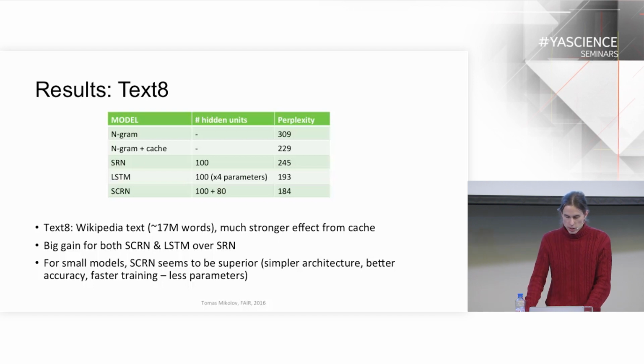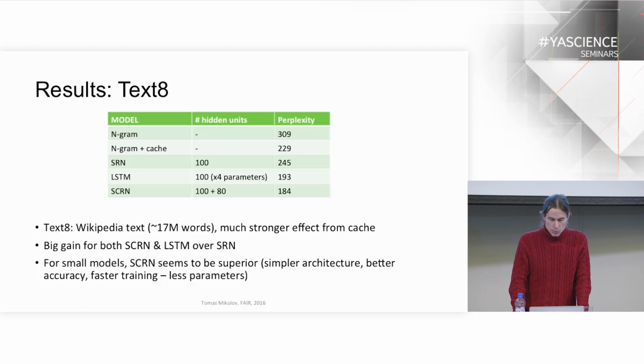So that's again some kind of empirical evidence that when we see data where cache is much more important, LSTM and SCRN are giving us quite a big improvement over the simple recurrent network. So again, there's some correlation between the gains from cache and the gains from LSTM and SCRN over the simple recurrent network.